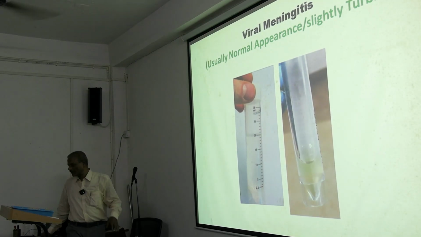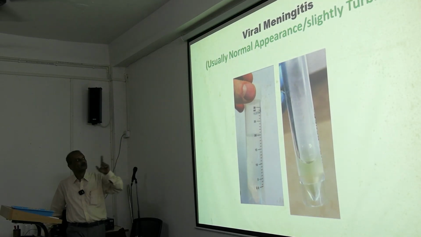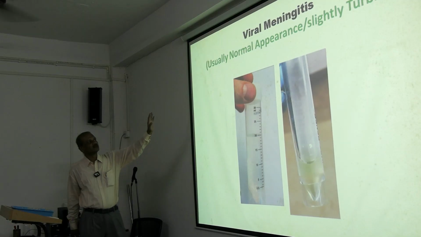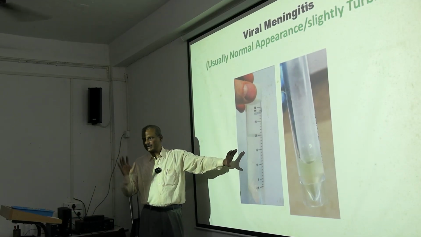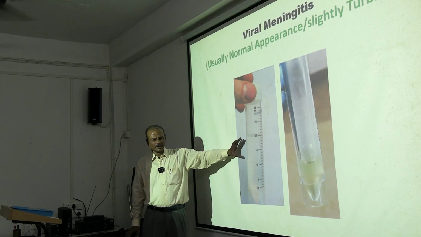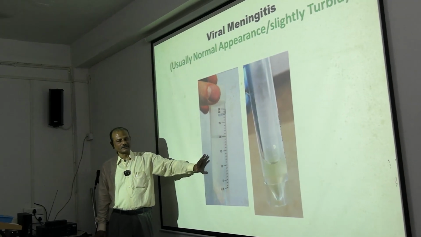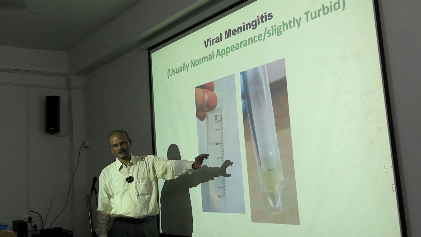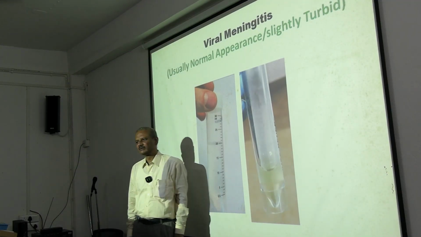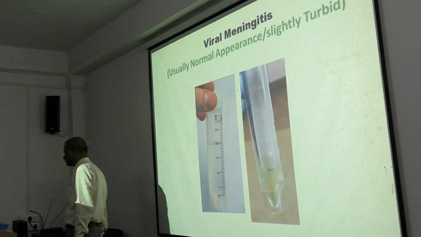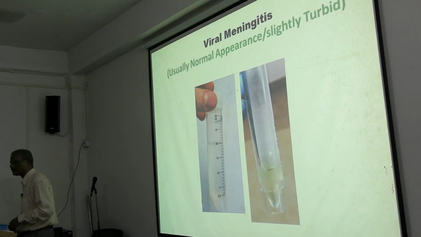Now, normal color is basically just like water color. So, viral meningitis, the appearance may be normal if the patient presents in the early stage. There may not be any turbidity, but a little bit advanced, with a 7-10 days history, you will get a turbid color like this. So it depends on when the patient presents to you.